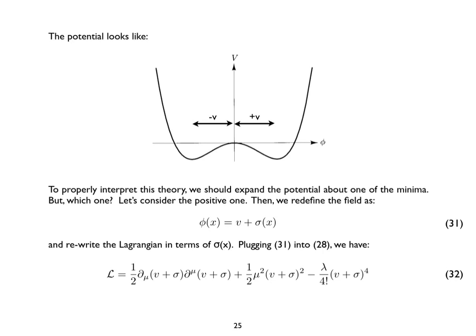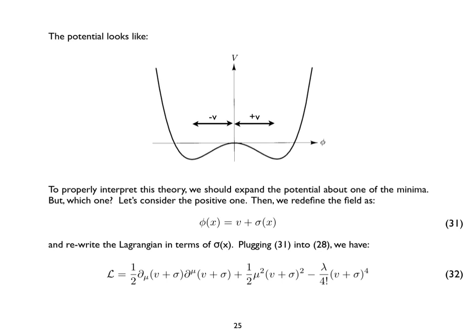And so that means I need to shift the field from being phi to being out here, and we're going to call it sigma. So phi is really v plus sigma. So sigma is my new field, and it lives in this trough right here. All right, so let's take that and plug it into the Lagrangian and see what happens.